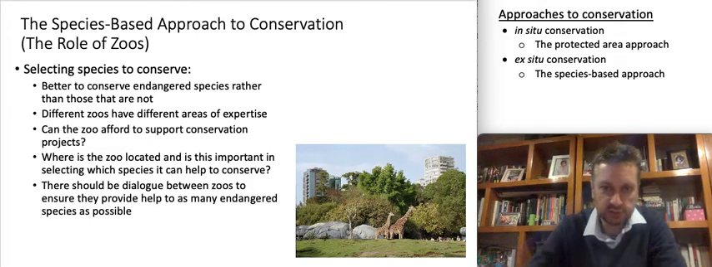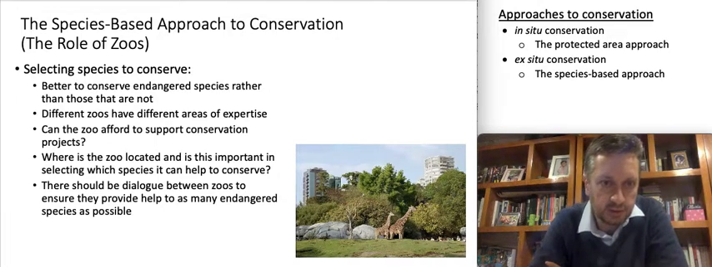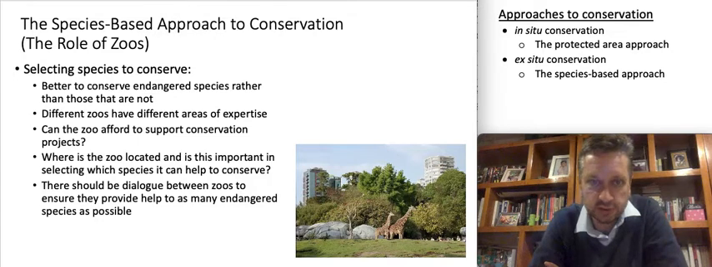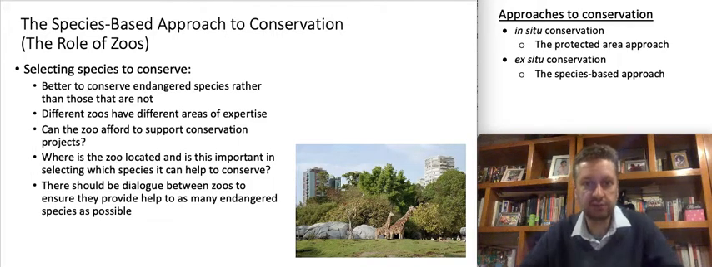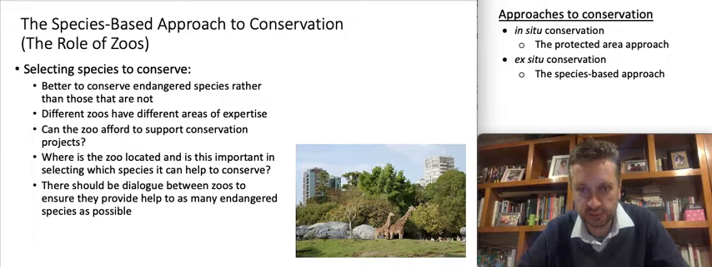If you build a zoo, this is Chapultepec Zoo, Mexico City. Building a zoo, it's better to conserve endangered species rather than those that are not endangered. You have to prioritize, I think, your collection of animals and which ones you want to try and help. Automatically, different zoos have different areas of expertise. I know the real expertise of Chapultepec Zoo because I knew the director, or the ex-director, was the breeding of pandas. There was a huge success with the breeding program of giant pandas in Mexico City.